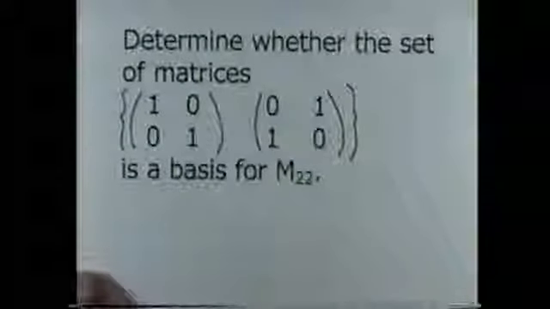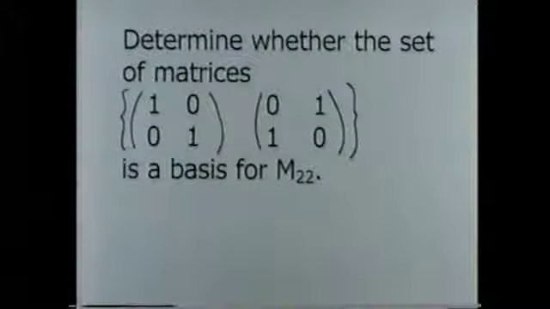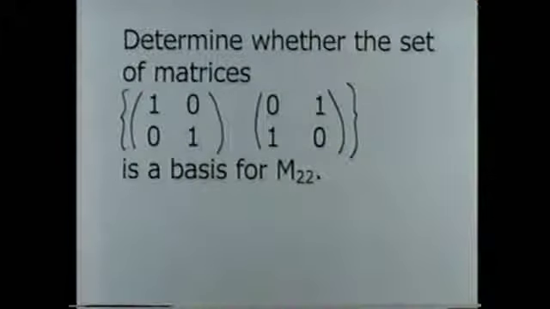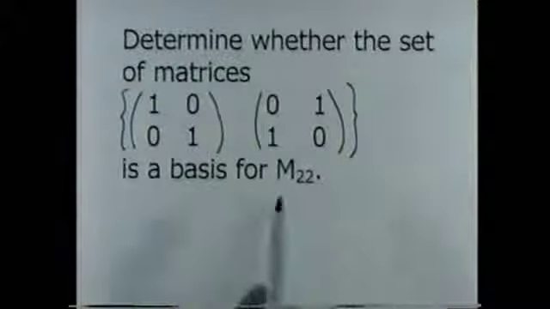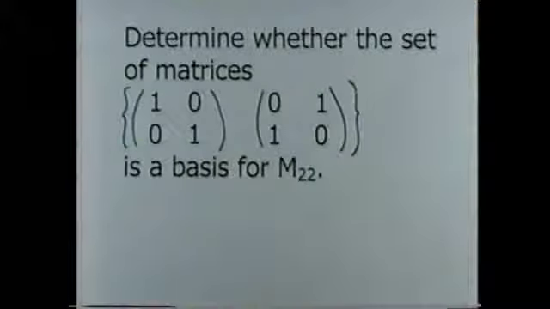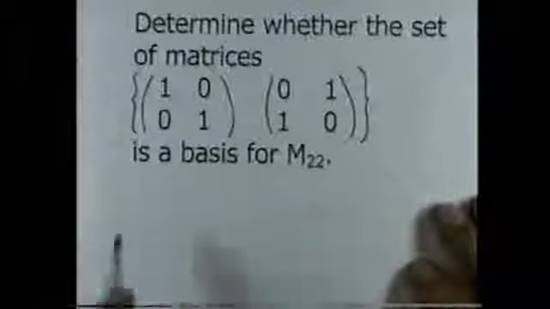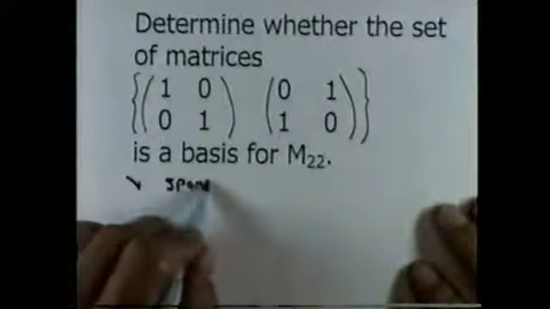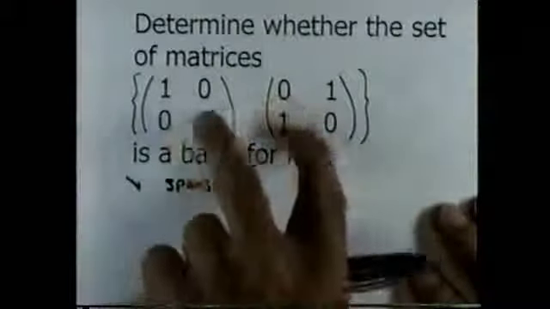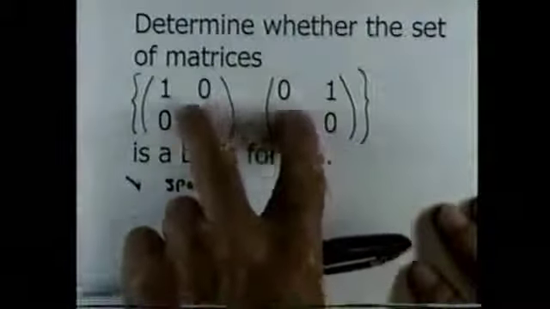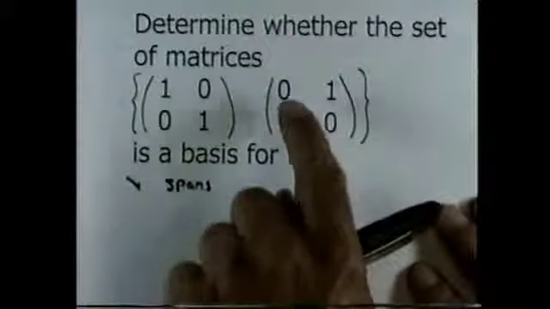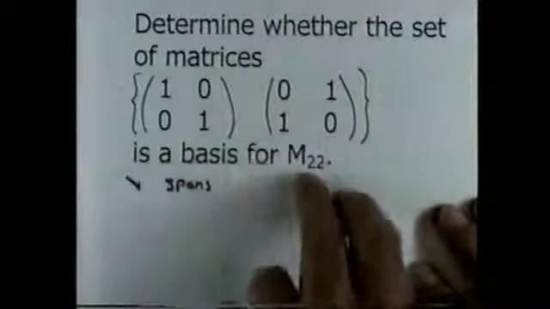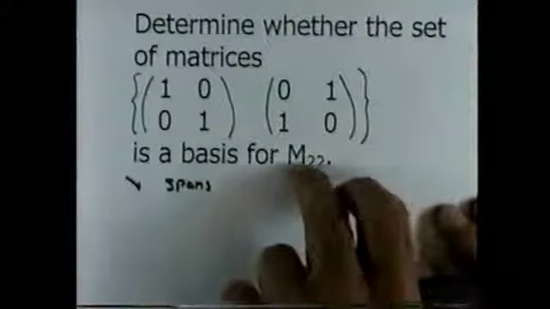Determine whether the set of matrices [1 0; 0 1] and [0 1; 1 0] is a basis for the set of all 2x2 matrices. Well, first of all, we'll check to see if it spans. We'll check to see if the set of matrices [1 0; 0 1] and [0 1; 1 0] spans the set of all possible 2x2 matrices.